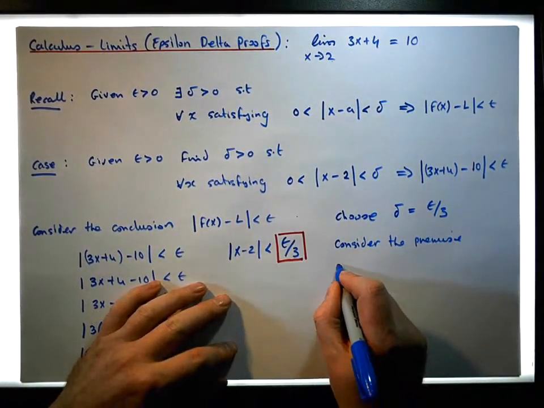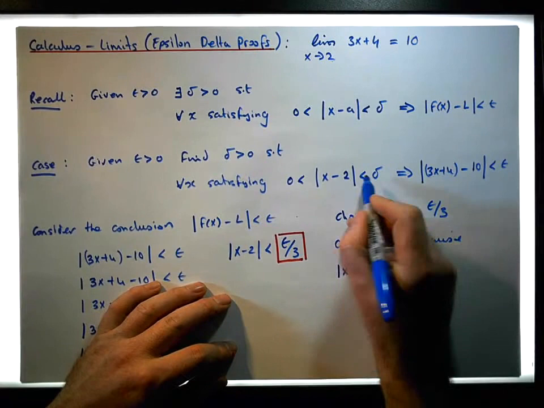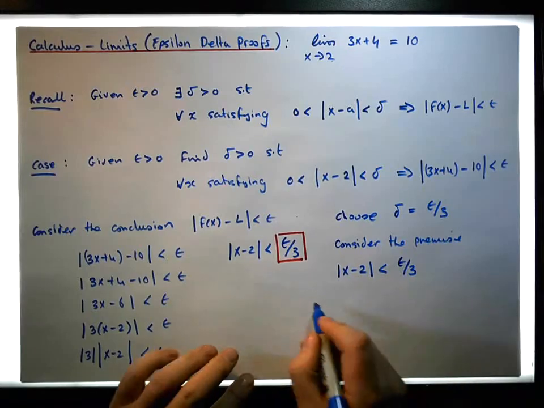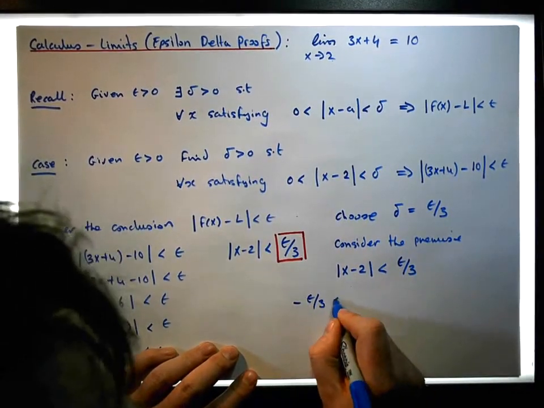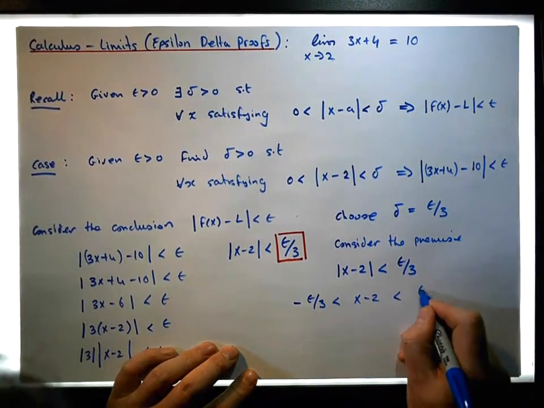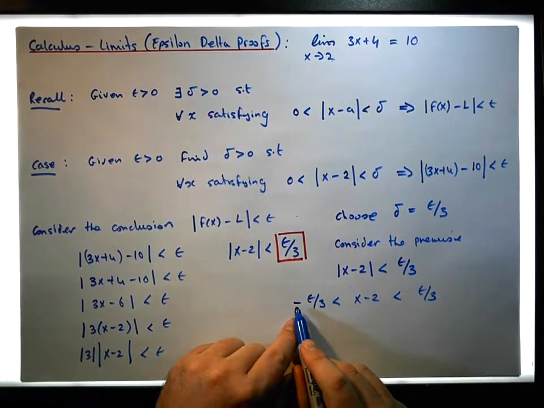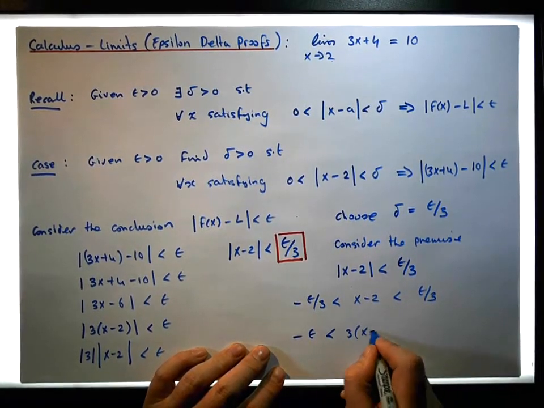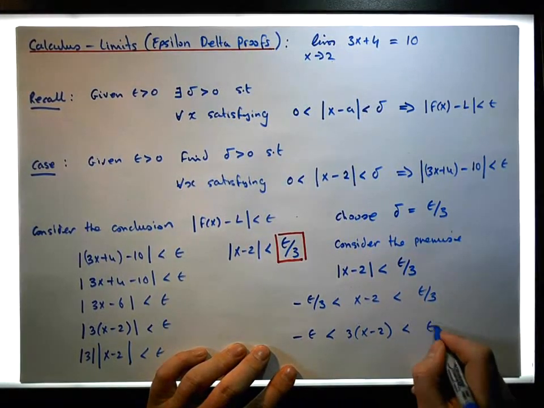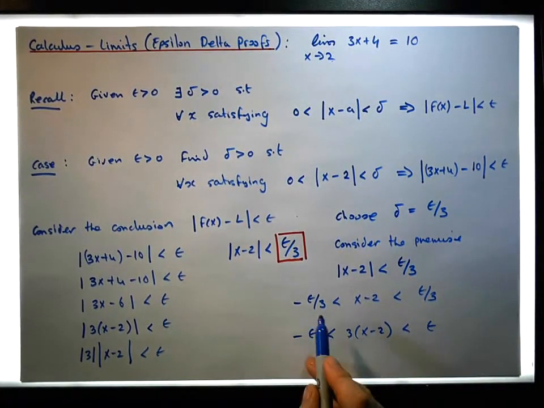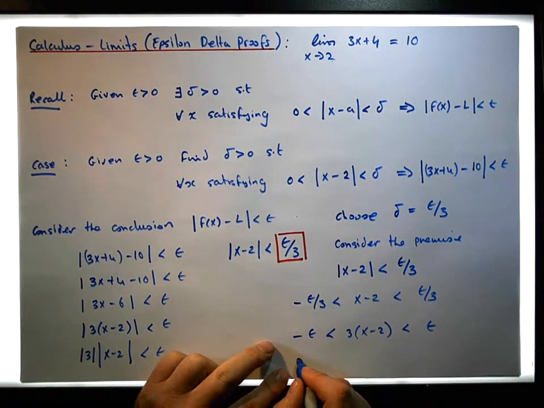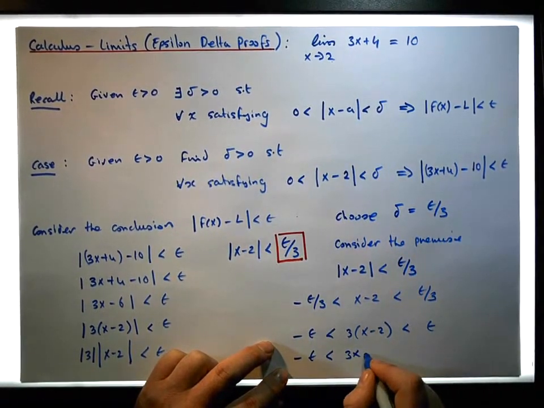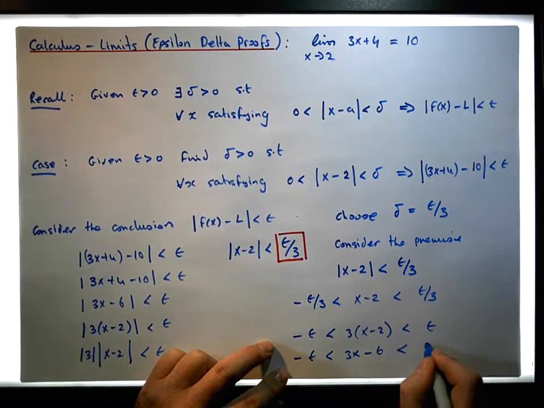Well, what does the premise tell us? The premise tells us that the absolute value of x minus 2 must be less than delta, and we've just chosen delta to be epsilon over 3, okay? And what does that tell us? That tells us that minus epsilon over 3 must be less than x minus 2, which must be less than epsilon over 3. Multiplying across by positive 3, that gives us minus epsilon must be less than 3 times x minus 2, which must be less than epsilon. Okay, multiplying right across by the positive 3. What does this give us? This gives us that minus epsilon must be less than 3x minus 6, which must be less than epsilon.